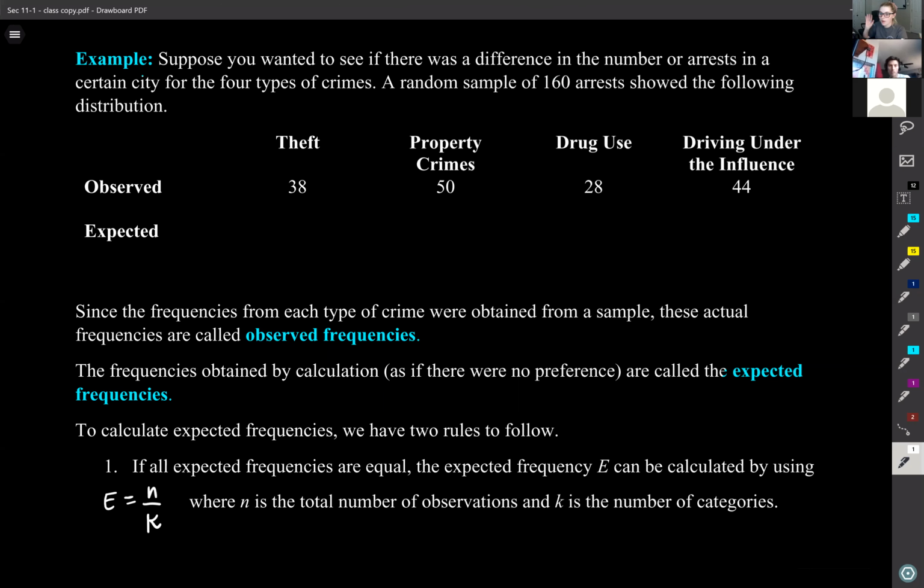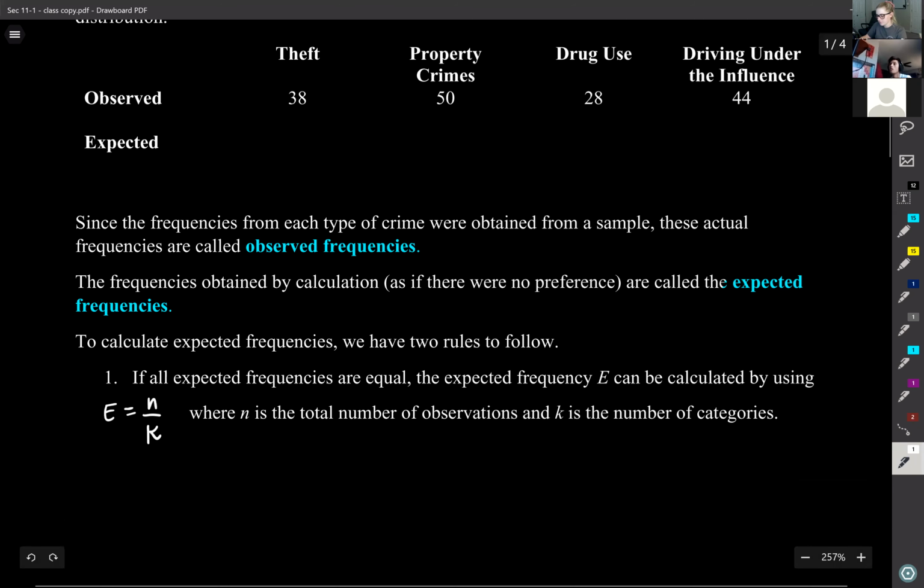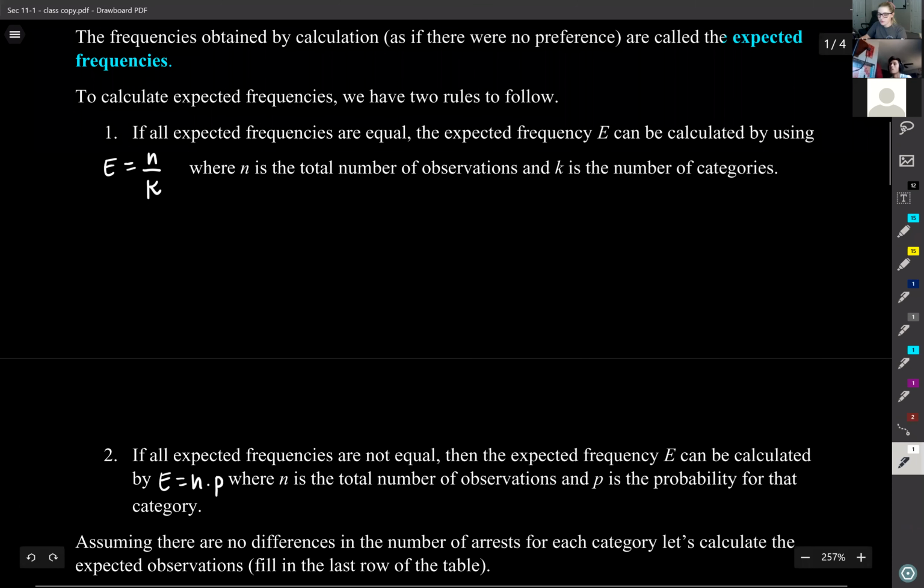Like I said, we'll do a problem with each. And I would always tell you which one to do in an exam situation. So I would always say either assume they're all equal and use that method, or use these probabilities that I've given you to do it. Okay, so those are your 2 methods for doing that.